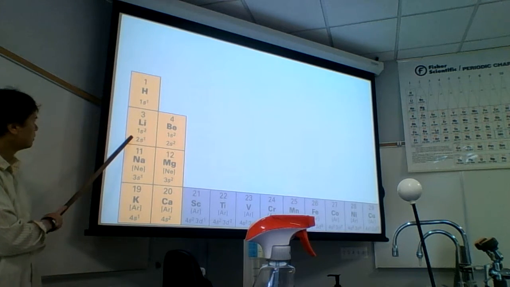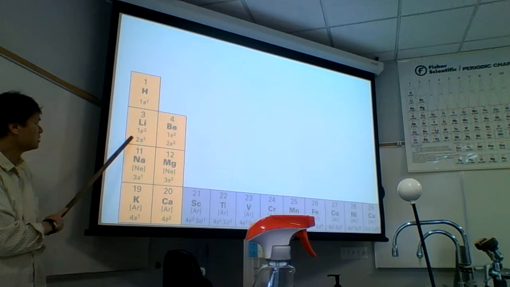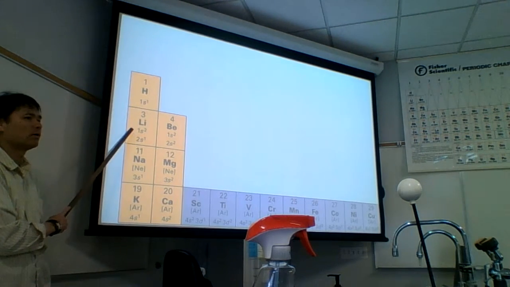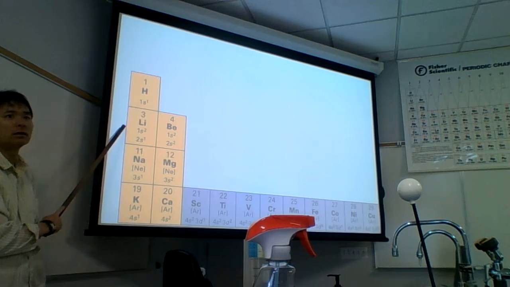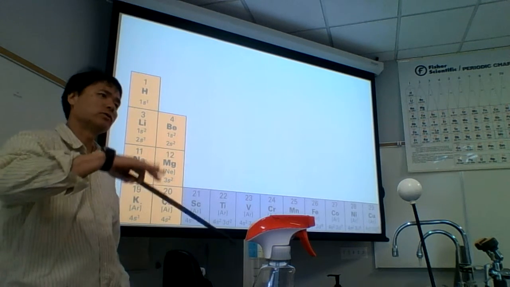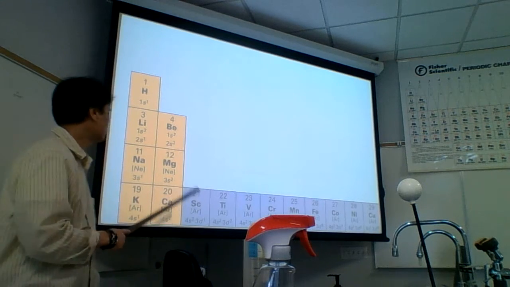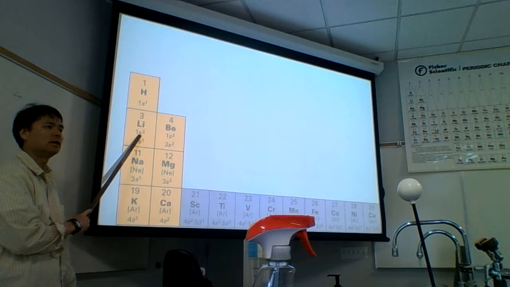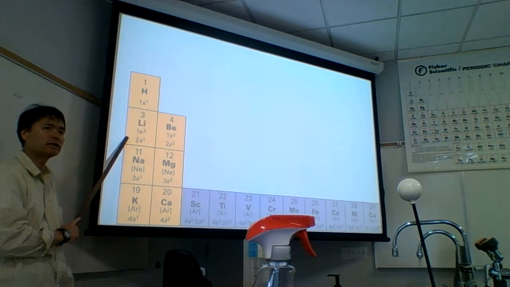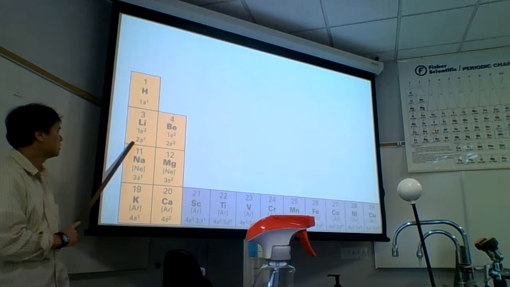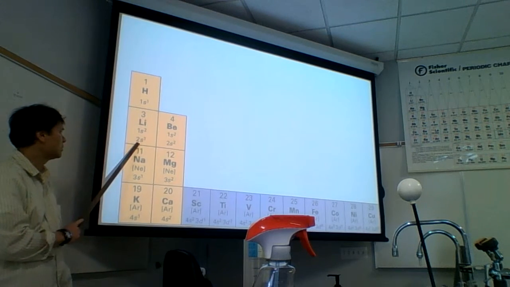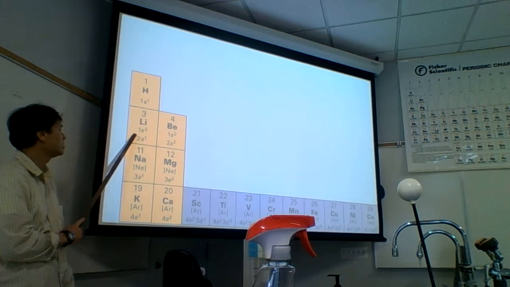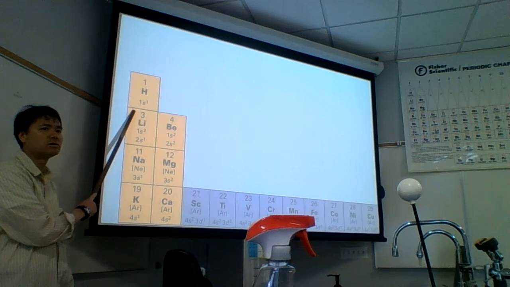Let's go to lithium. How many core electrons does lithium have? That would be the inner shell electrons. Well, maybe we should start with how many valence. How do we define valence? Valence would be the outermost electrons. When we look at lithium, lithium will have the first shell filled and then 1 electron in the second shell. That means we have 1 valence electron and 2 core electrons. And so lithium has 1 valence electron, just like hydrogen.